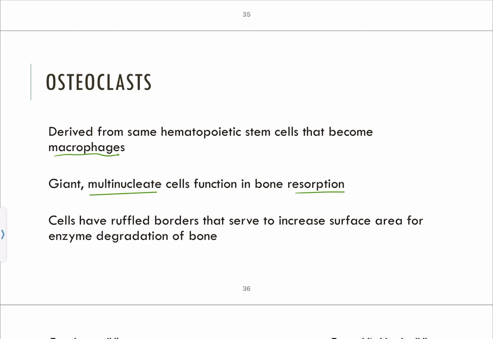They also have what are called ruffled borders, so the edges are actually ruffled. Anytime you have a ruffled border or any type of extension like microvilli, the whole purpose of doing that is to increase your surface area, because the enzymes needed to break down the bone are on the surface of these cells. So if we have ruffled borders and all the enzymes are along this way, that means we can break down more bone compared to if we just had a surface that was flat or even circular. We wouldn't be able to have as much surface area with the enzymes to break down the bone.